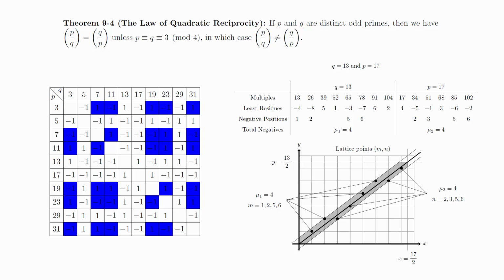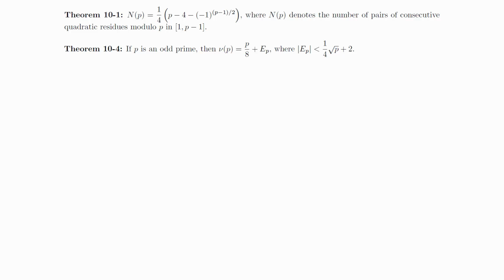Chapter 9 was all about the law of quadratic reciprocity. This is a way of being able to determine when the quadratic congruence x squared congruent to a mod p has a solution. It's one of the deeper results in number theory that has generated a huge amount of new mathematical ideas. Chapter 10 was a chapter that was really quite difficult.